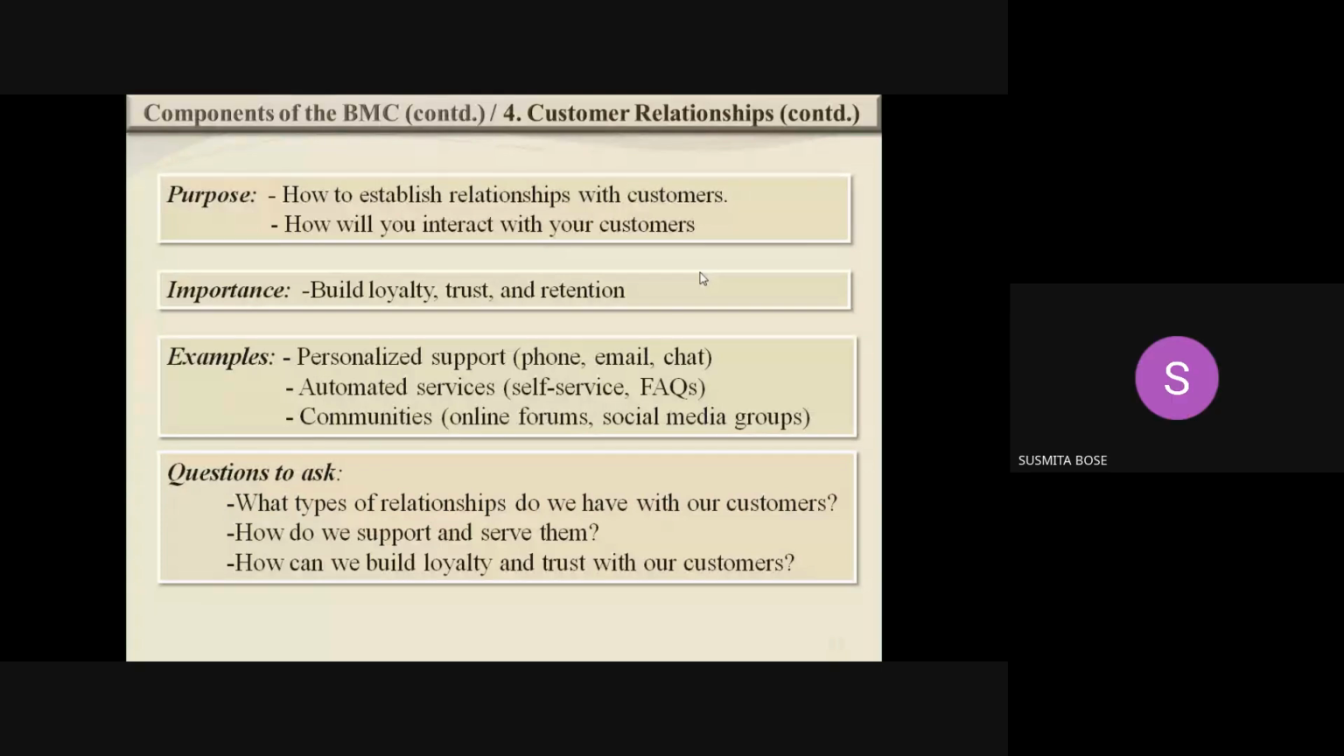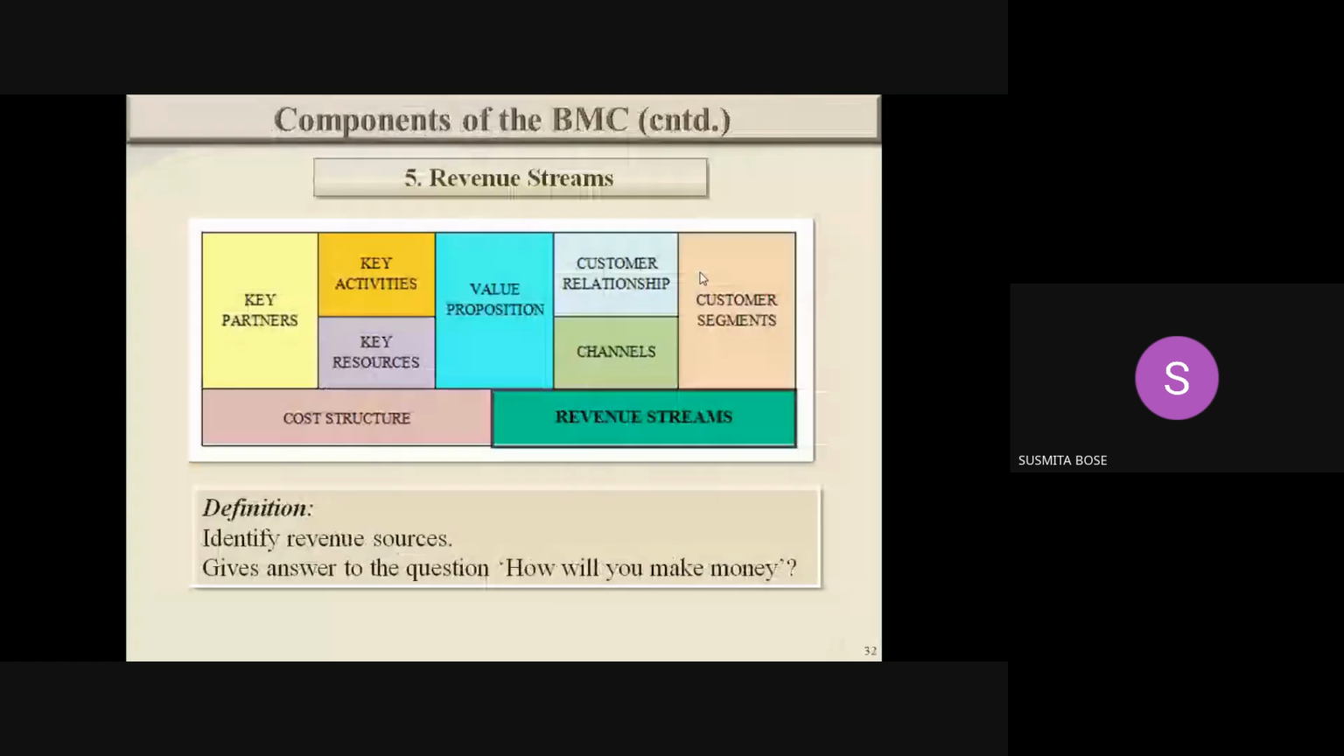The questions you need to ask yourself here are: how to establish relationships with the customers, how will you interact with the customers, what types of relationships, meaning how do we support and serve them, and how can we build loyalty and trust with our customers.